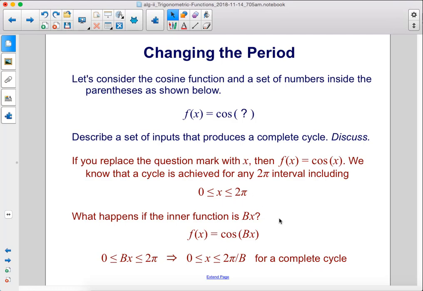What happens if the inner function is bx? f of x equals cosine of bx, where bx is greater than or equal to 0 and less than or equal to 2 pi, which then, if you divide each piece by b, we get 0 is less than or equal to x is less than or equal to 2 pi over b for a complete cycle.